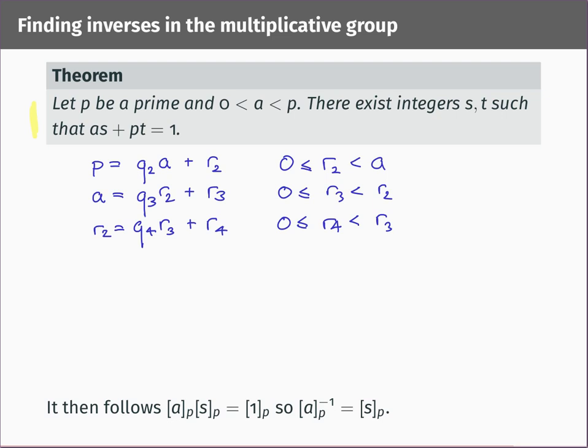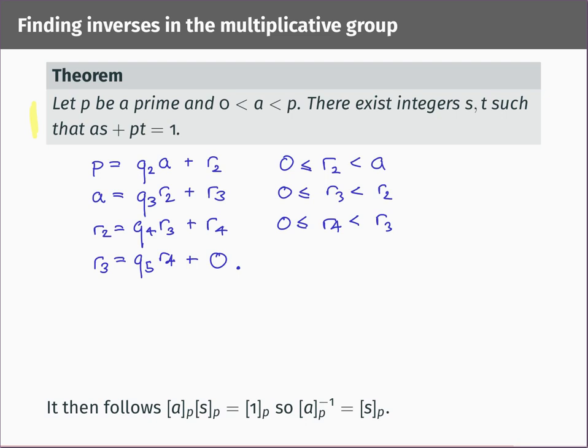So for the sake of illustrating the general argument, let's suppose it hits 0 at the next step. So when we divide R3 by R4, we get a remainder of 0. So that has to happen eventually, and let's say it happens now.